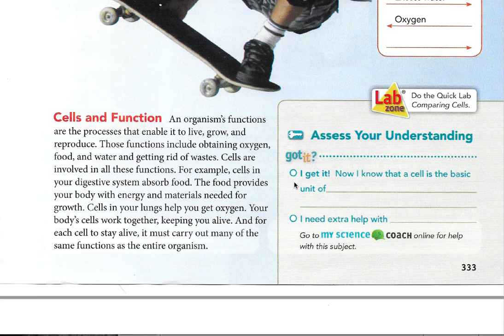An organism's functions are the processes that enable it to live, grow, and reproduce. Those functions include obtaining oxygen, food, and water, and getting rid of waste. Cells are involved in all these functions. For example, cells in your digestive system absorb food. The food provides your body with energy and materials needed for growth. Cells in your lungs help you get oxygen. Your body cells work together, keeping you alive. And for each cell to stay alive, it must carry out many of the same functions as the entire organism.